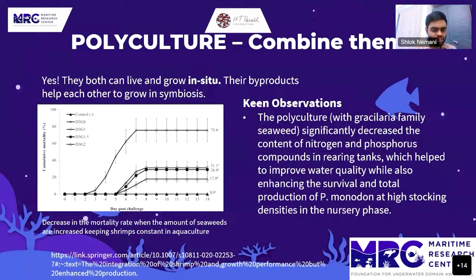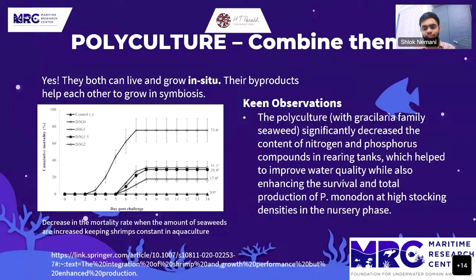This is one of the latest articles, and it shows that even by using polyculture, let's say here D3 G2 means the highest amount of seaweed along with the shrimps, it shows the lowest mortality rate of around 17.8%. While on the other hand, with shrimps with no seaweed, the mortality rate of the Penaeus family was around 75.6 percent. So it can be shown that with higher biomass of seaweeds along with shrimps, the mortality rate can be decreased. And in future, if there is some kind of virus outbreak, we will be making our shrimps more resistant by use of this polyculture.